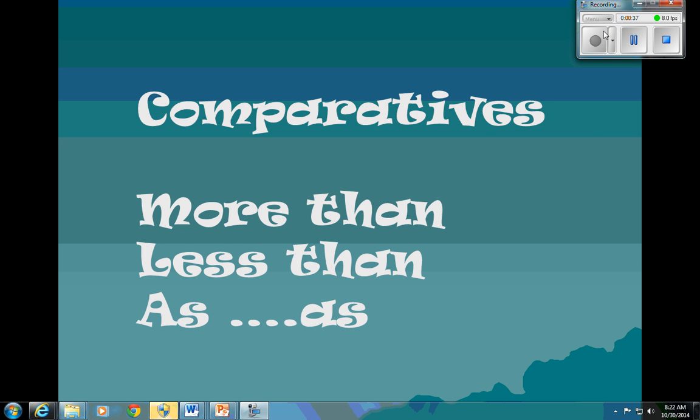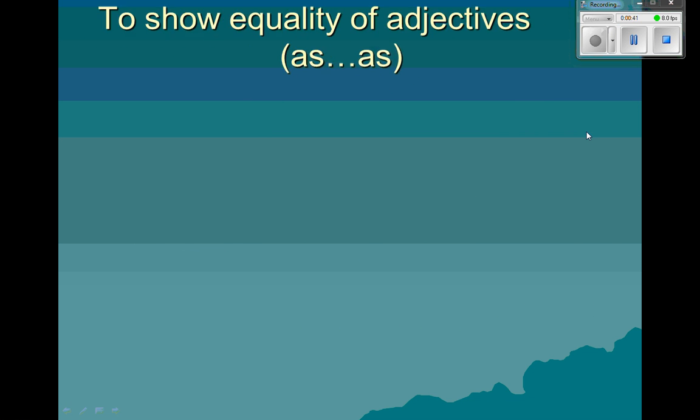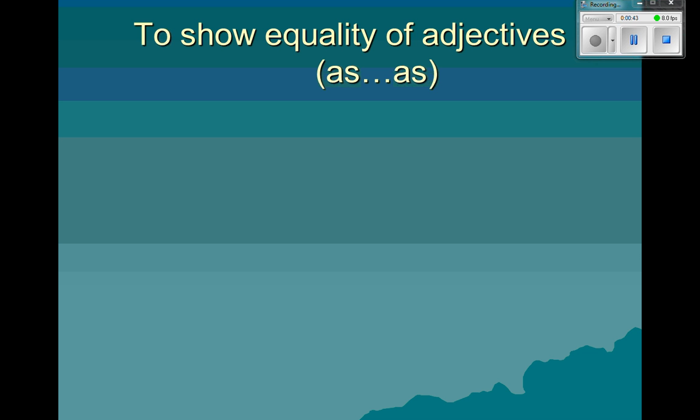Let's take a look at how we're going to do this. Well, the first way I would like to talk about is talking about equality, as. She's as pretty as a picture. There's a couple of ways of doing this. First, you could say è così plus your adjective come. È così bella come una foto. Notice that così is in parentheses. It's just that così is optional.